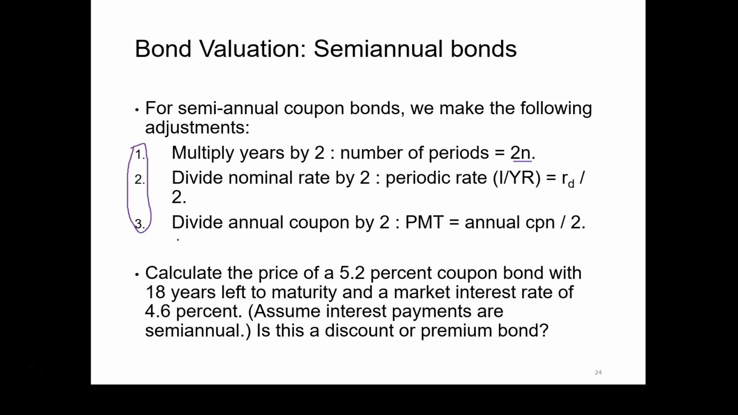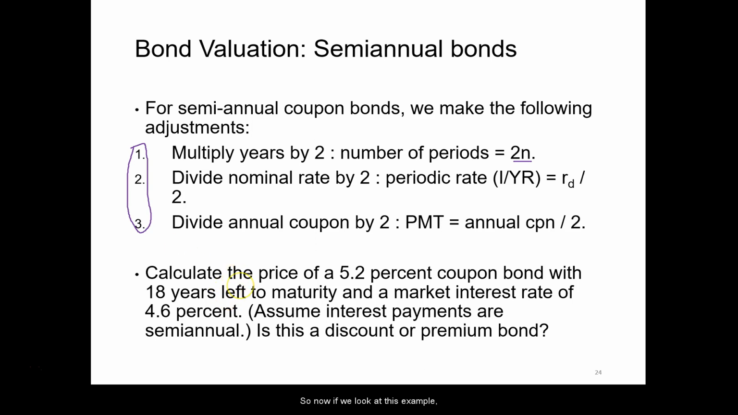What about the FV, or say the final lump sum payment? Well, that par value would not be affected whether we have an annual coupon bond or semi-annual coupon bond. So FV would not change. It will be still the same $1,000.